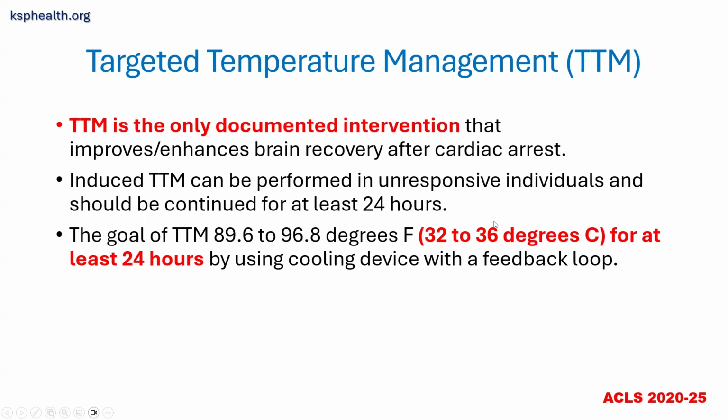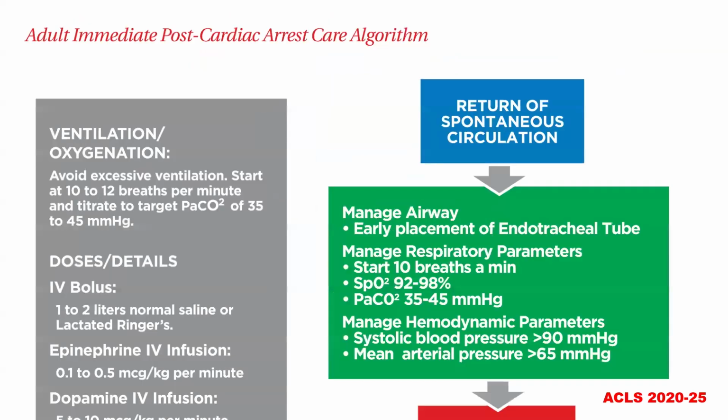Use a cooling device with a feedback loop. What does that mean? You fix the temperature. So when the temperature goes above, it kicks in. When the temperature goes down, it stops automatically so that it maintains the temperature between 32 to 36. This is a post-cardiac arrest algorithm.